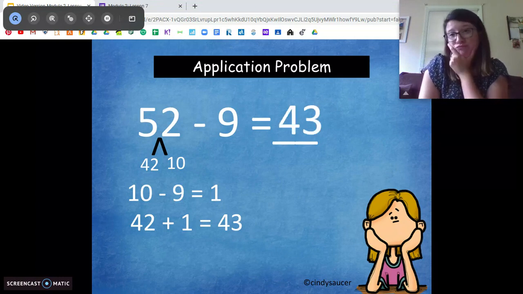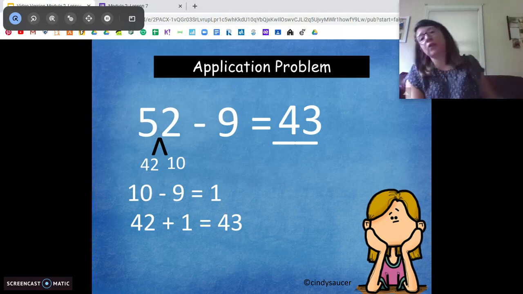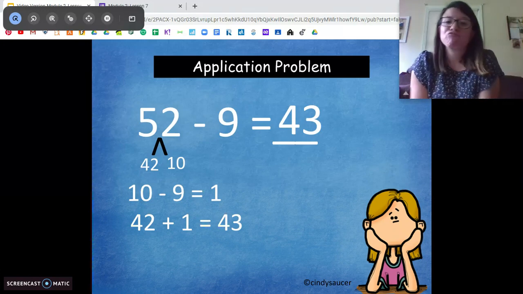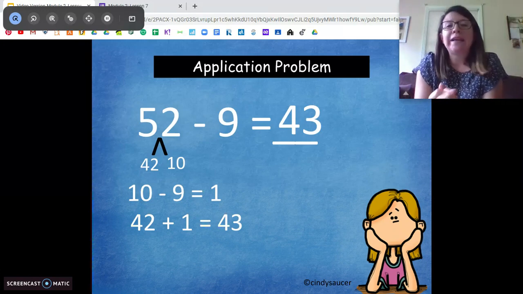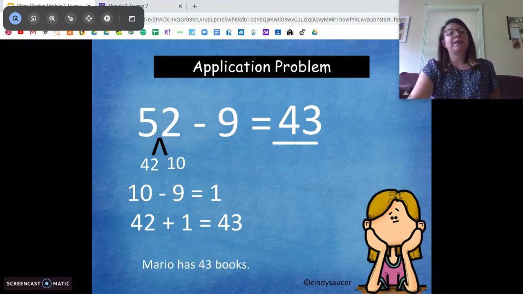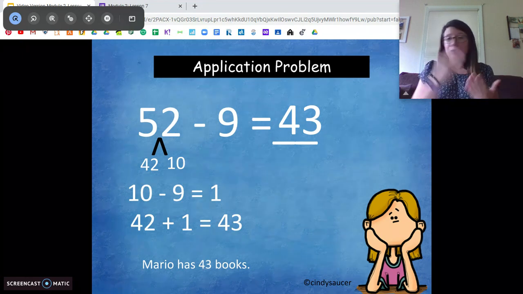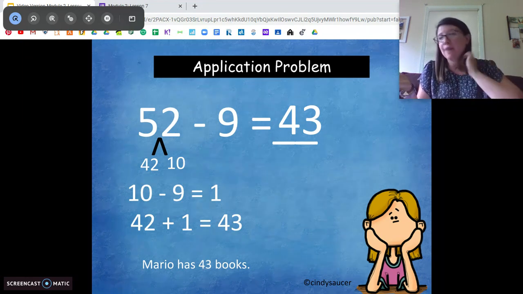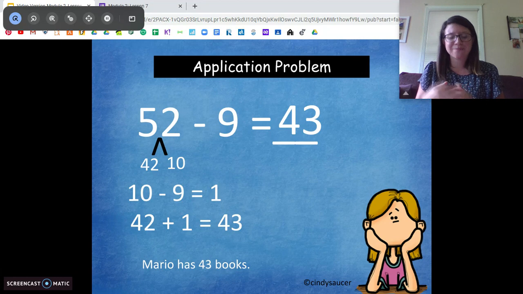Are we done? Can we just say 43, done, walk away? Nope. When we do word problems, we need to tell what that 43 means. That 43 means Mario has 43 books. You could just say 43 books, that's totally fine, but we need to tell what that 43 means.